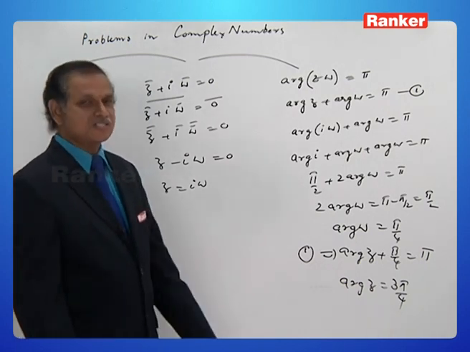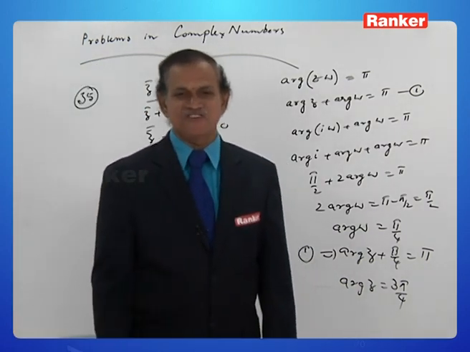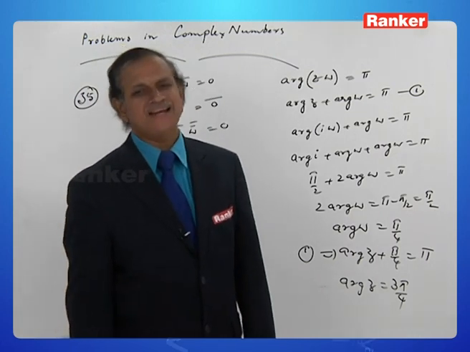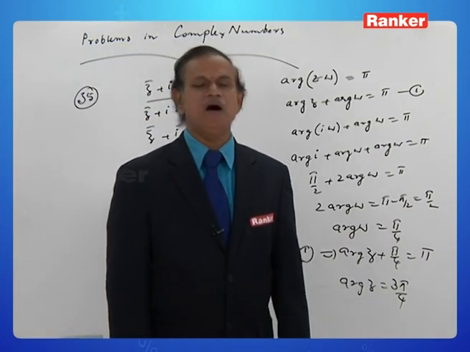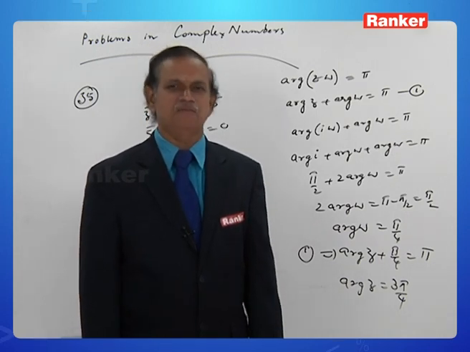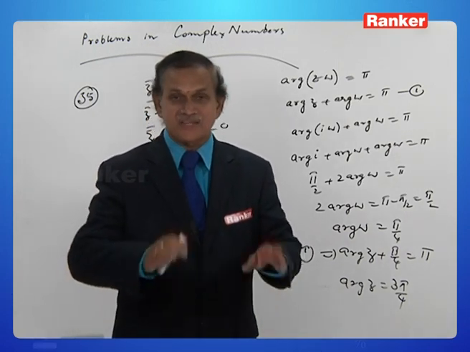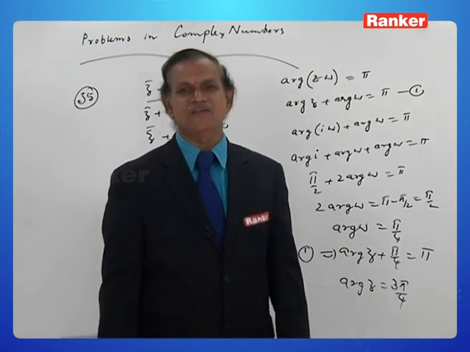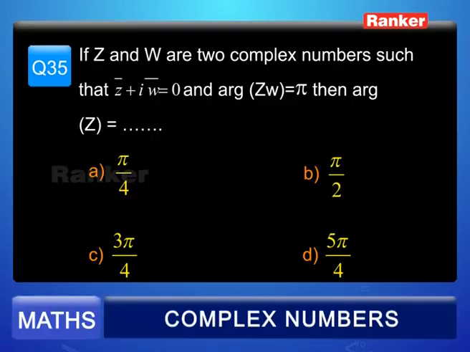Because in the question, we are asked about z and w. But in the data, it has been given z bar and w bar. So it is necessary for us to omit that bar. That is, you are supposed to take the complex conjugates of that data. Thereby getting the answer as 3 pi by 4, that is option C.